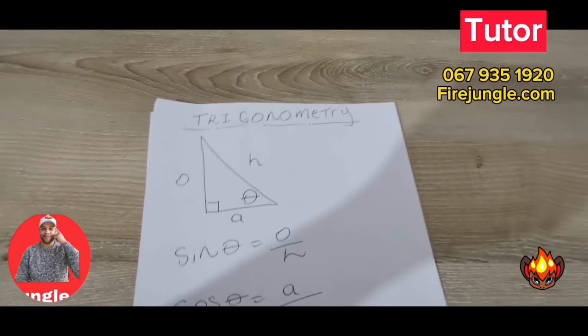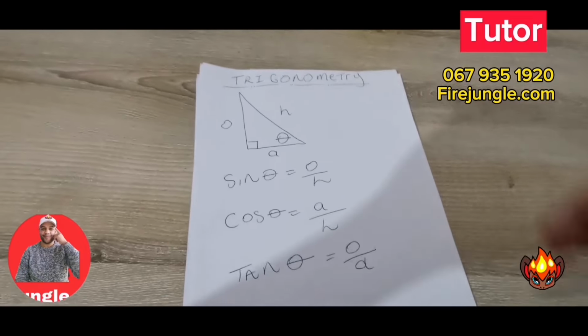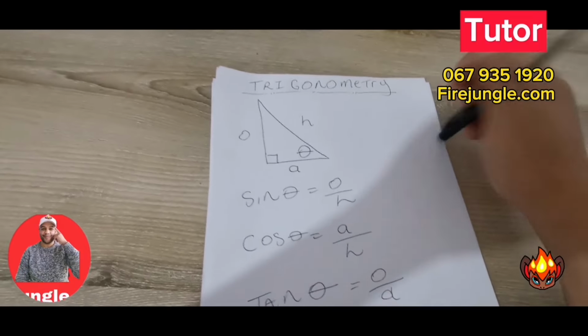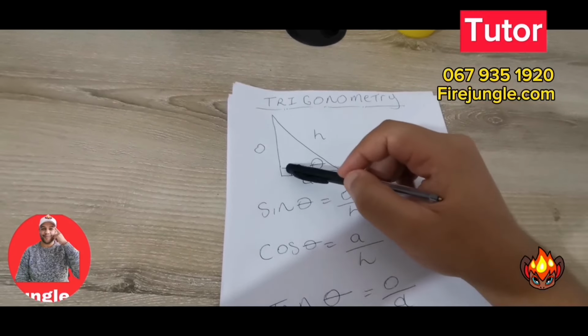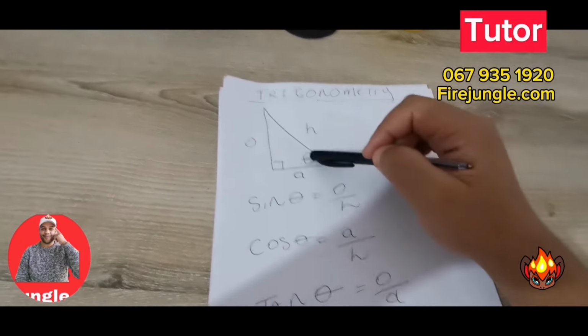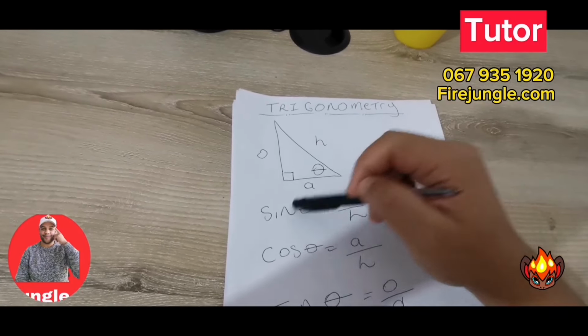Good day everyone, and today we're going to be discussing how to calculate trigonometric equations. So firstly, if you see, we have a right angle triangle that is 90 degrees, and let's say we have an angle theta. If we would like to calculate each of the sides, we can use the following.